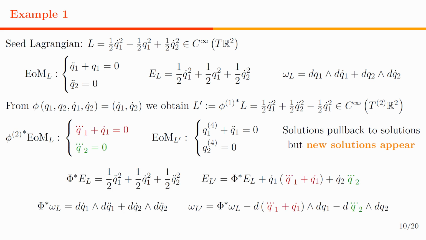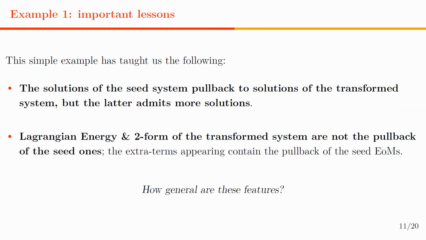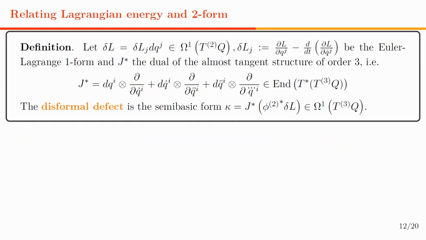Now, we try to relate also the geometry of the system, and in particular, what we find out is that the transformed energy and two-form are not simply given by the pullback along phi. Phi was the composition of red arrows in the previous diagram, but we have extra terms that seem to be related to the pullback of the seed equations of motion. So this simple example is teaching us two important things. We have two theories, but the solutions and the geometry of the systems are not directly related. The new system has more solutions than the original one, and we have extra terms that prevent us from directly relating the geometry of the two systems, energy and two-form.